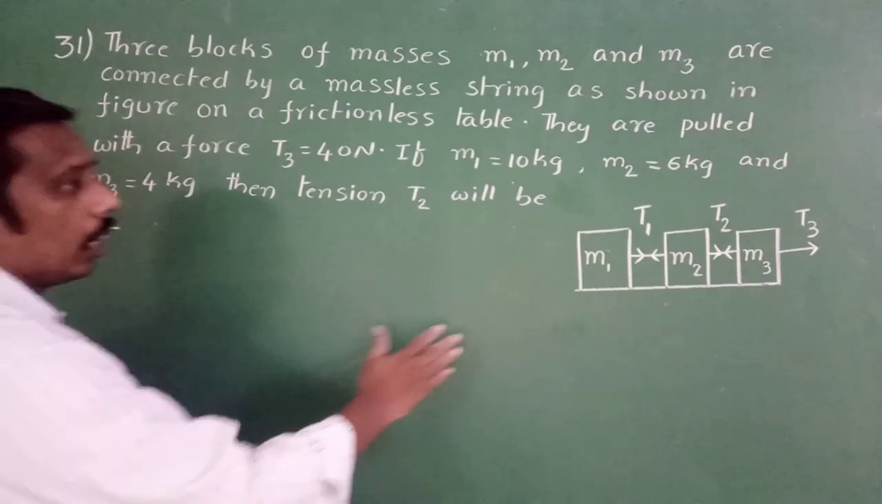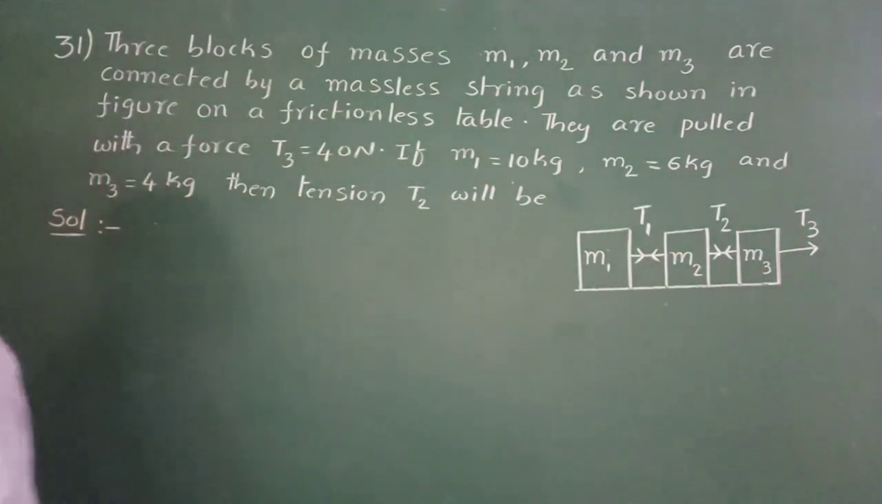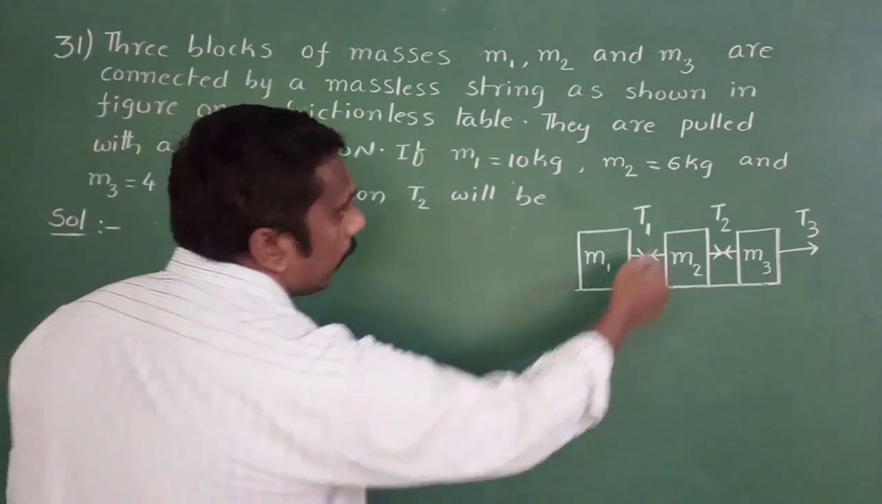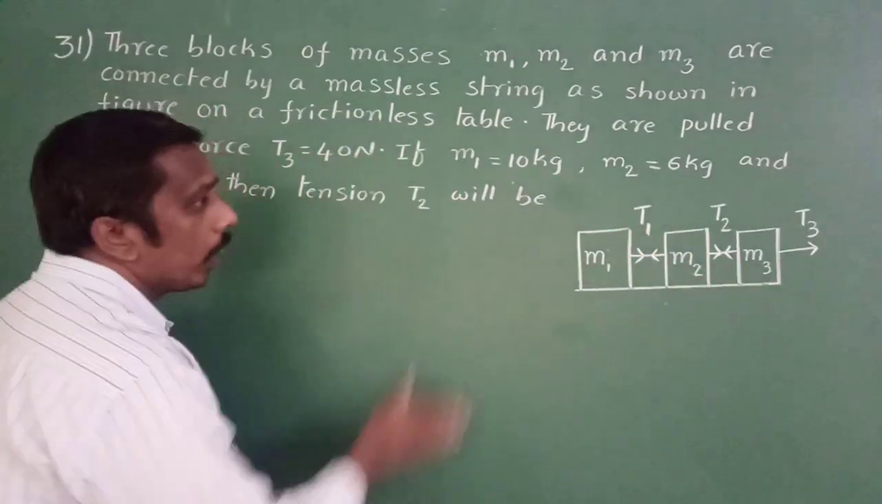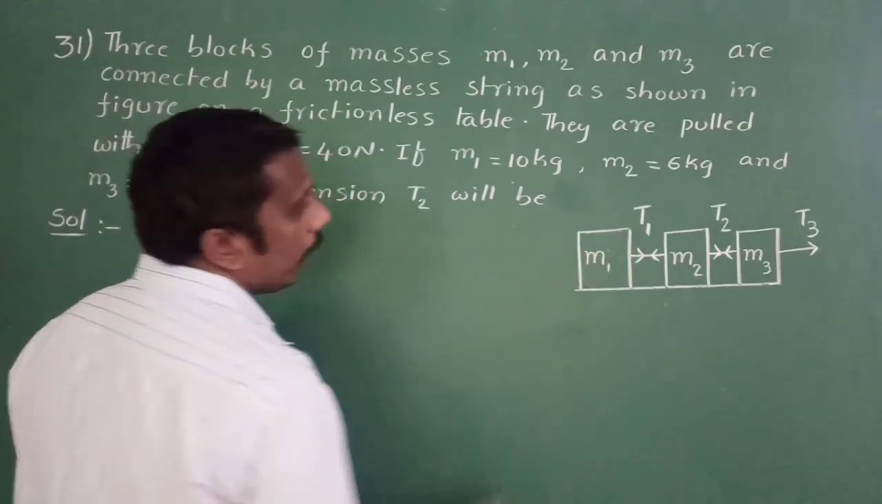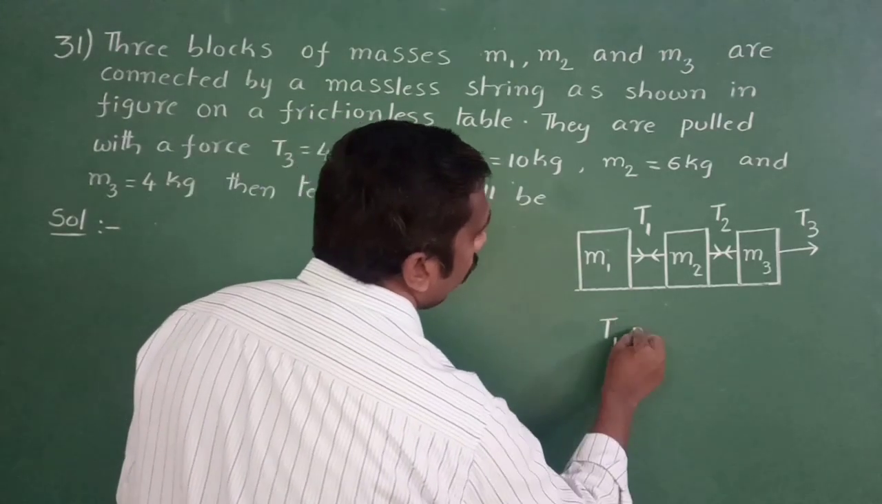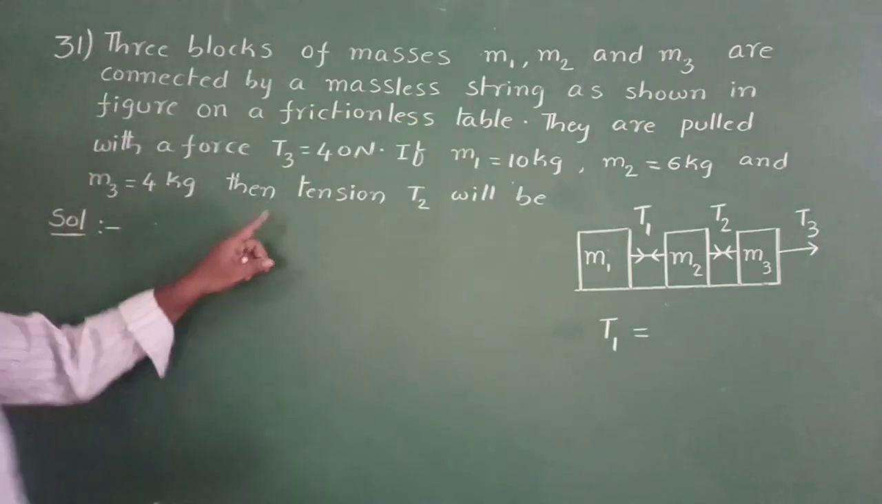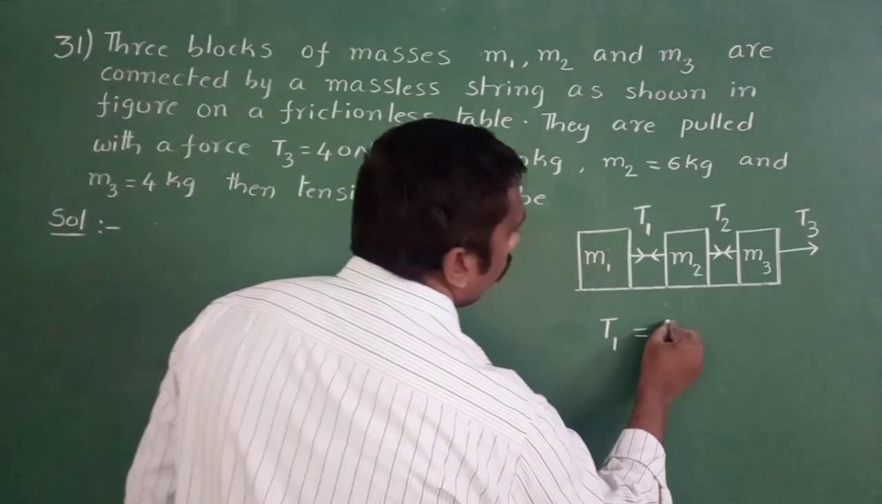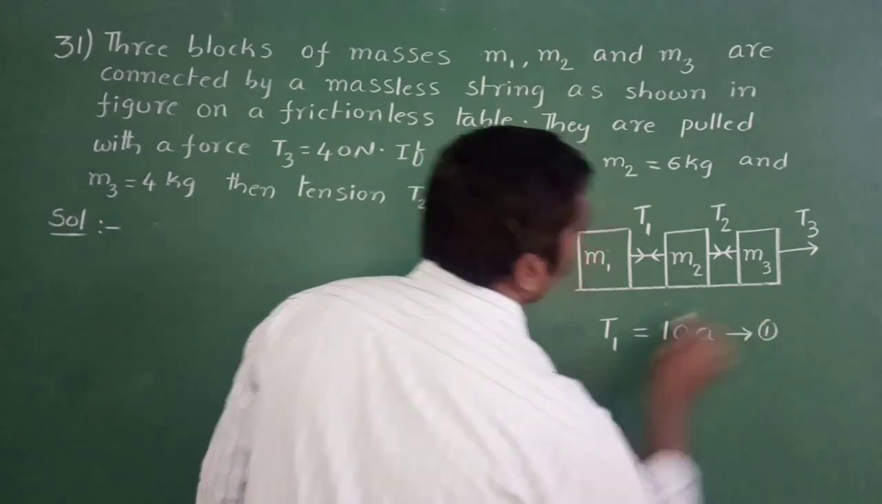Three blocks are placed on a smooth surface. That's why the three blocks will move along the horizontal direction. That means they are in vertical equilibrium, so there is no need to consider the vertical forces on the three blocks. We consider only horizontal forces. On block M1, only T1 is acting. So T1 is equal to M1 into A. We know M1 is equal to 10 kg, so T1 is equal to 10A. Say this is equation 1.